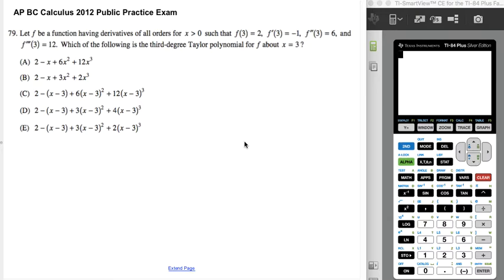All right, so let f be a function with derivatives of all orders for x greater than 0, and then we're given a bunch of values. We're given f of 3 and f prime of 3 and f double prime of 3 and f triple prime of 3. And we're asked for the third degree Taylor polynomial about 3.